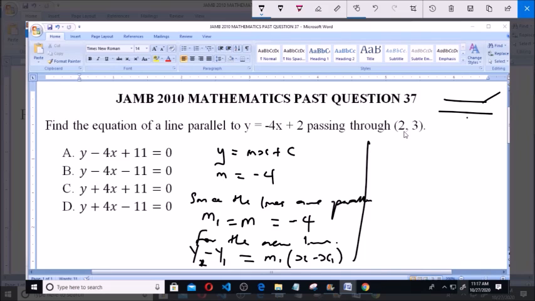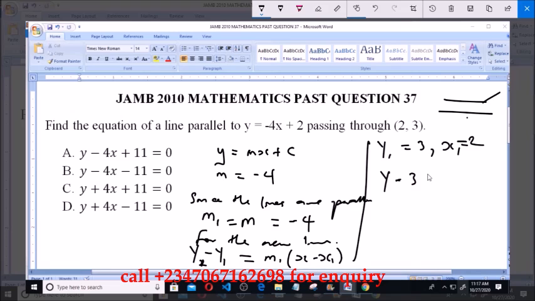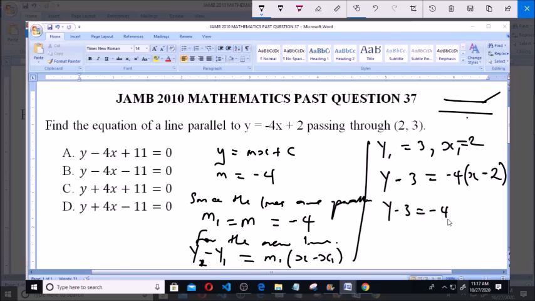So our y1 is 3, and our x1 is 2, which is the point it passes through. So we can now say y minus y1, which is 3, is equals to m1, which is the slope, minus 4, into x minus x1, which is 2. So we can now say y minus 3 is equals to minus 4x plus 8.